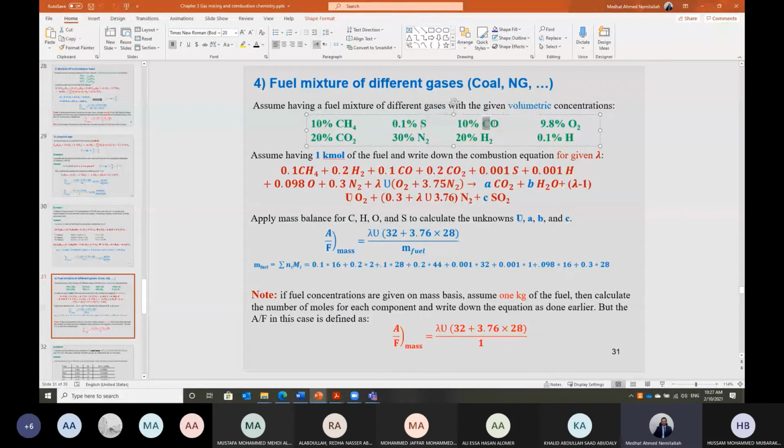But do we have any other fuel, any other component that can react? We have here carbon monoxide. Carbon monoxide needs oxygen, and it will be converted to carbon dioxide. Any carbon will be converted to carbon dioxide, but we have sulfur here. Sulfur will be converted to sulfur dioxide in this case.